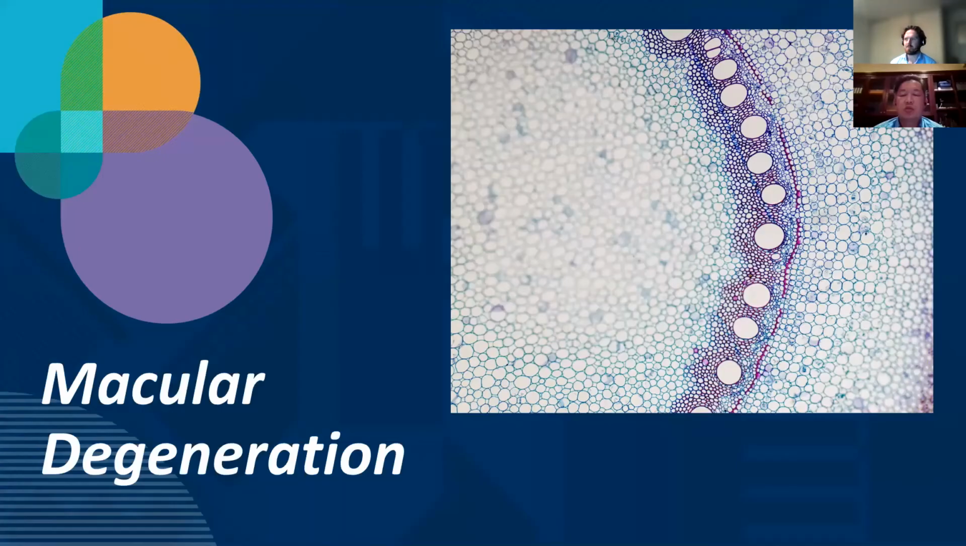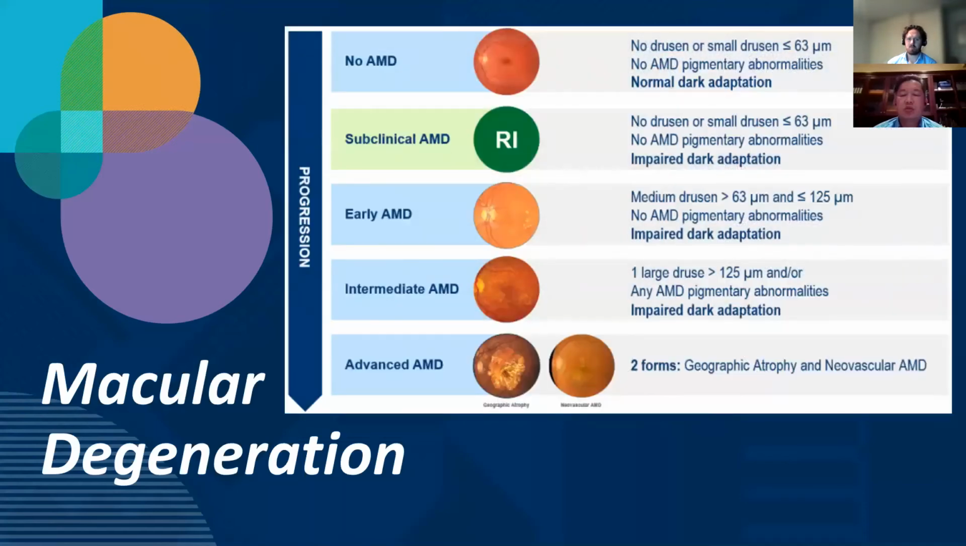Okay, macular degeneration. Now, this is a disease that affects the macula, that affects pretty much the reading vision. And basically, it starts off with no signs of macular degeneration, to subclinical, to early, to intermediate, and to advanced. And pretty much early, if someone has early macular degeneration, they have about a 3.1% chance of developing advanced AMD over time. If they have intermediate changes, then it's about 47.3%.